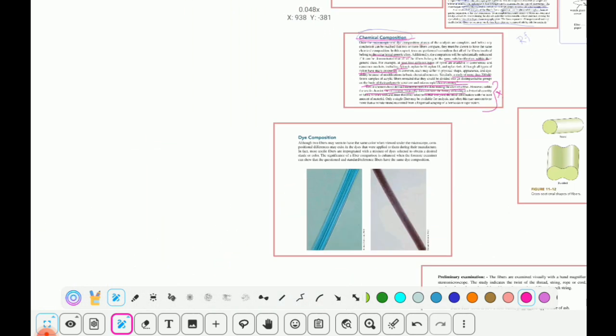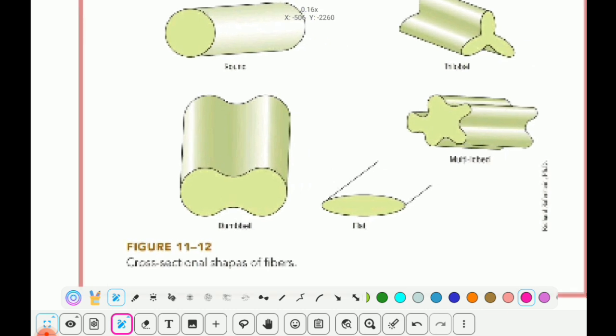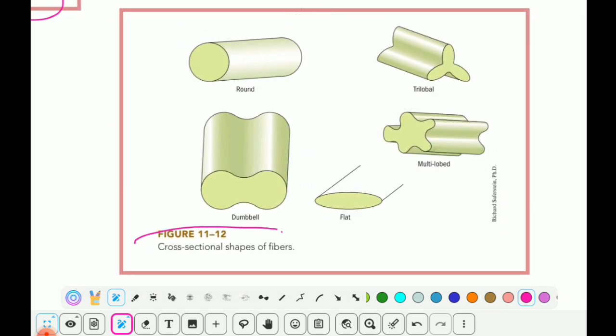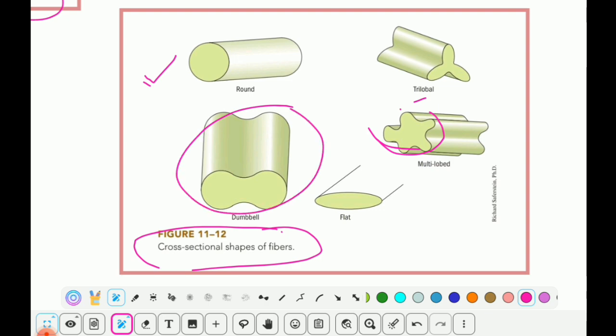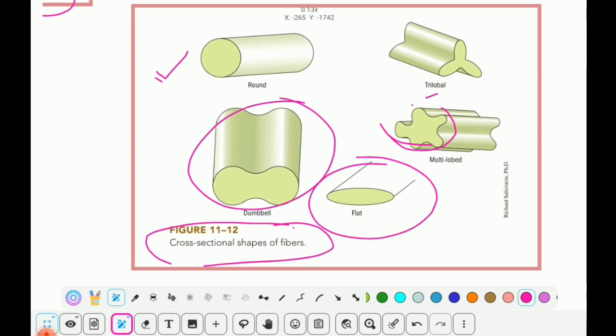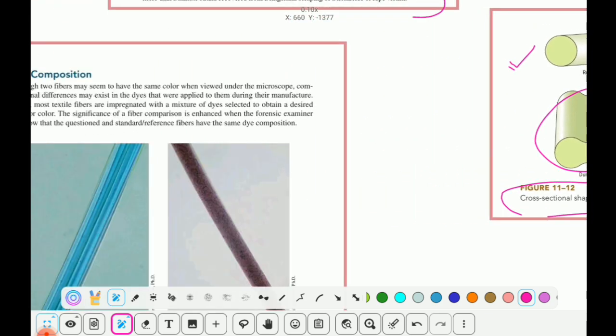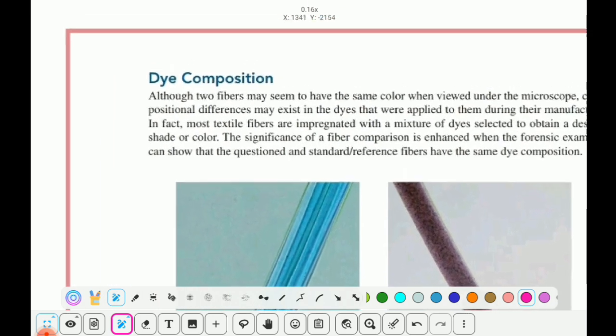Like here, have a look at this. When the cross section of the fiber is examined, all these different types were observed. It can be a round cross-sectional fiber. If possible, it will be a trilobe, multi-lobe: 1, 2, 3, 4, 5. Here are 5 lobes. Then it can be dumbbell shaped, it can be flat. So different cross sections can also be helpful to differentiate one fiber from another.